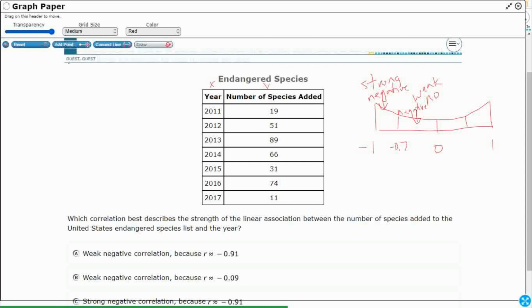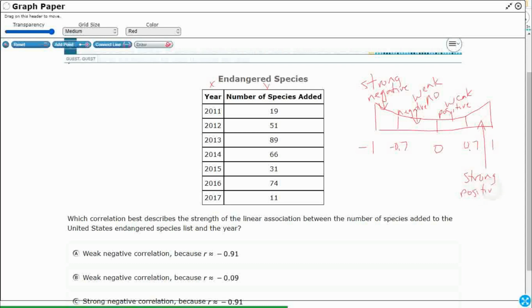You could do the same thing over here on this side. Anything between 0 and 0.7 is going to be weak positive. So as one goes up, the other one goes up a little bit. And then anything between 0.7 and 1, that's your strong positive. As one goes up, the other one really goes up.